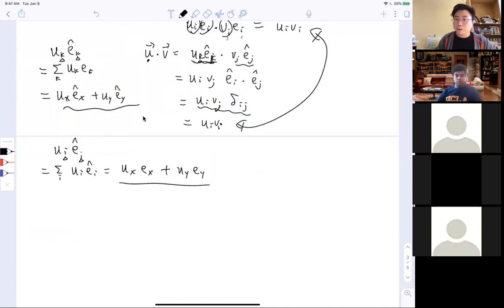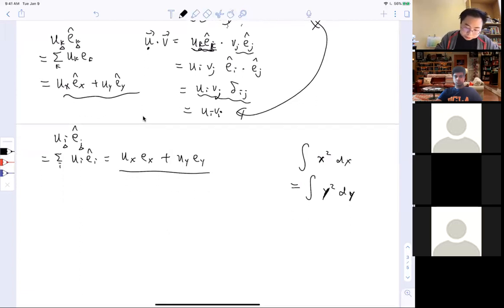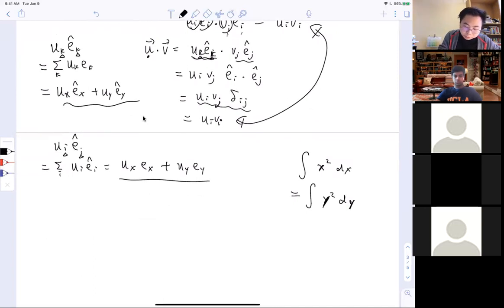It's just like when you are doing an integral, like the integral of x squared dx. You can write it as y squared dy, right? So eventually you will integrate it over. The result is independent of which symbol you use. Similarly, eventually you will sum this index over, so you can use i or j, it doesn't matter.